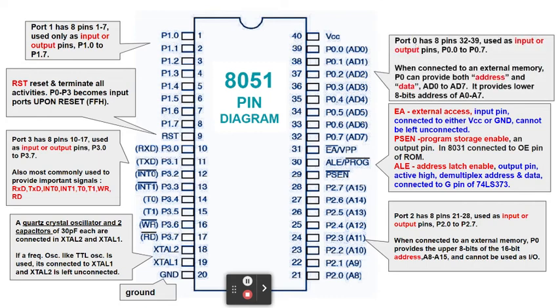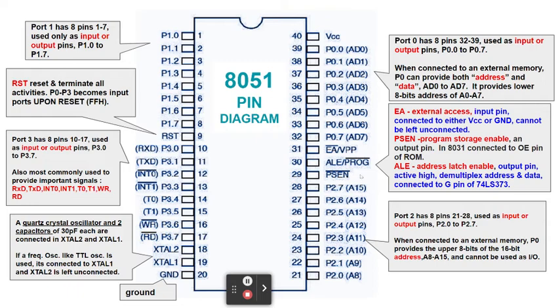Now, port 0, on the other hand, has 8 pins, again from 32 up to 39, and this is used as input or output pins from P0.0 to P0.7. When connected to an external memory, P0 can provide both address and data, AD0 to AD7, and it provides the lower 8 bits of address, A0 to A7, in combination with P2, which refers to input output port, but it can be used as A8 to A15.